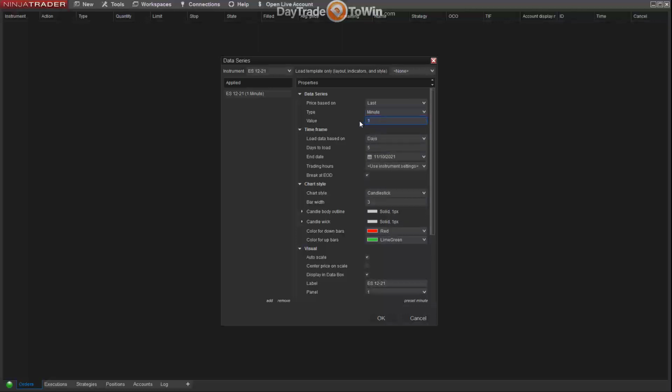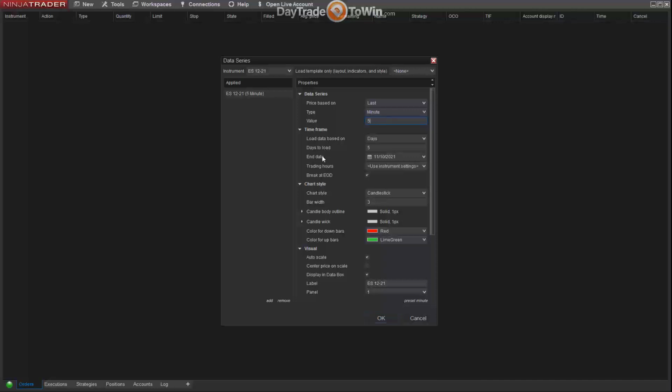By default, a 1-minute chart is selected, but if you wanted to use a 5-minute, you would type in 5, and then you would open up a 5-minute chart once you click on OK. So let's go a little bit further and see if there's anything else we may want to change.